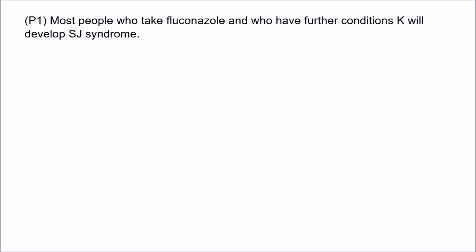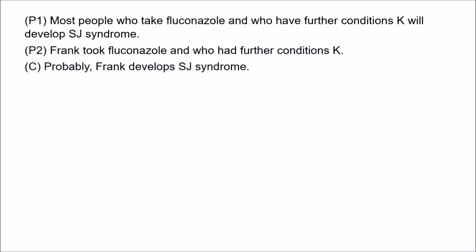So we have, why did Frank develop Stevens-Johnson syndrome? Because he took fluconazole. So that we have an argument like this. Premise 1: People who take fluconazole and who have further conditions K will develop Stevens-Johnson syndrome, and this is the law. Premise 2: Frank took fluconazole and had further conditions K, so Frank developed Stevens-Johnson syndrome. These further conditions K, that specifies where later scientific research should focus.